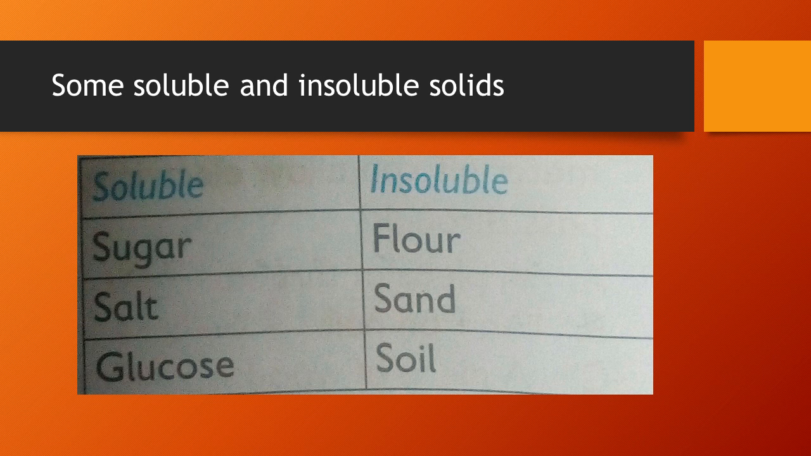Pupils, some soluble and insoluble solids are as follows. Examples of soluble solids are sugar, salt, and glucose. Insoluble solids are flour, sand, and soil.